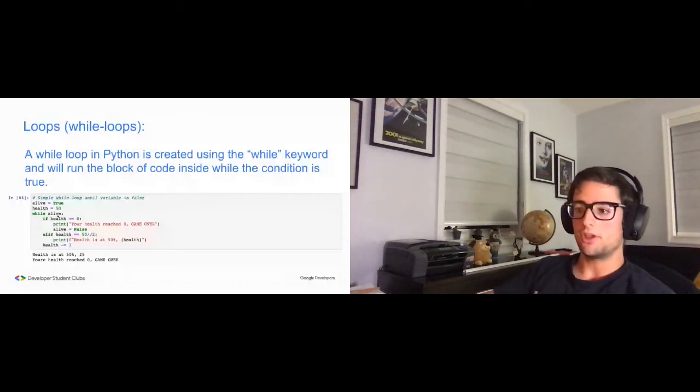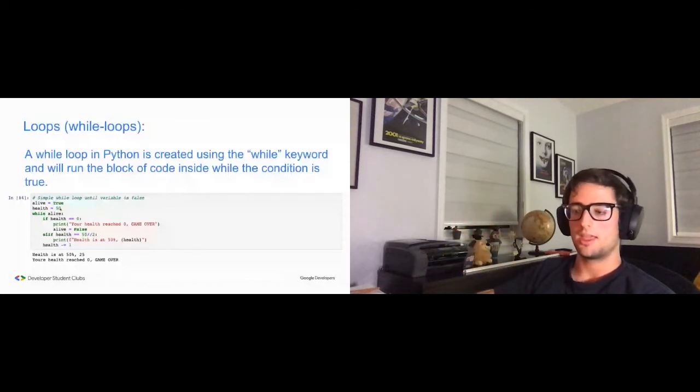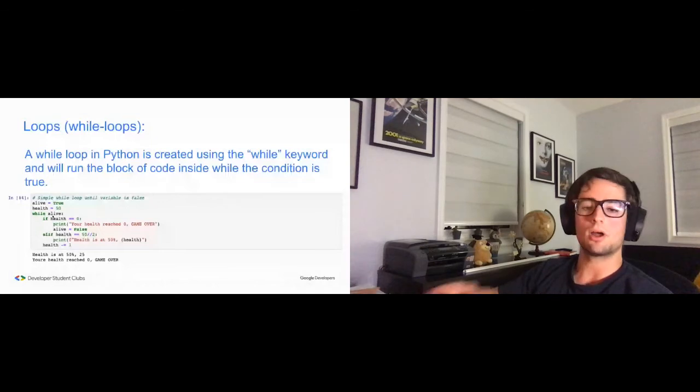But it eventually stops because health is equal to 50, and every time it runs, we're subtracting 1 from health. And then once health is equal to 0, we set alive to false, and this while loop breaks. That's why we get all of this information right here. Health is at 50% when the health is at 50. And then once the health reaches 0, print this, and the while loop stops.